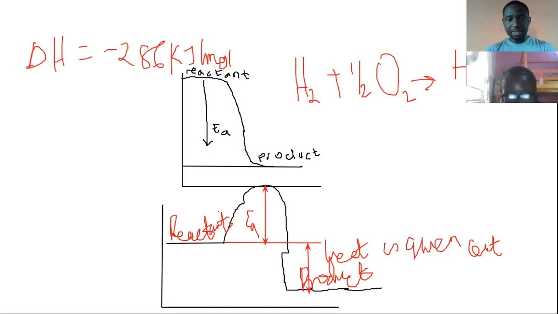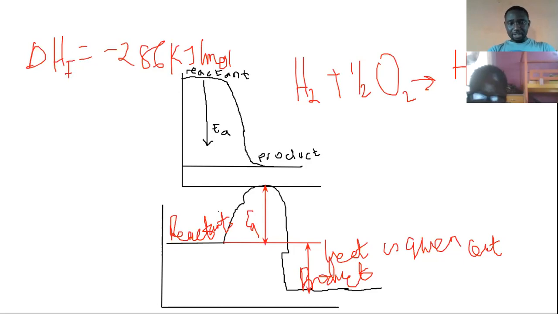Now because of that, we said the heat of formation of water is minus 286 kilojoule per mole. Now, heat of formation is the heat change that occurs when one mole is formed from its elements.